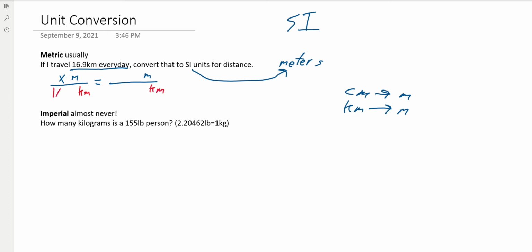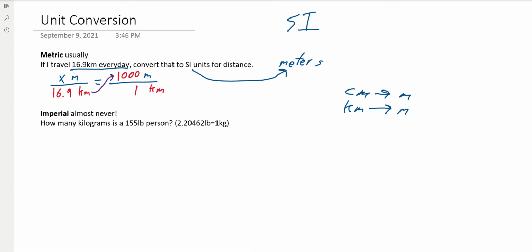And so we start with 16.9 kilometers on the left. That's what we started with. And what is the conversion? Well, the conversion is 1 kilometer equals 1,000 meters. Okay, so this is my setup when I'm talking about the fraction method.